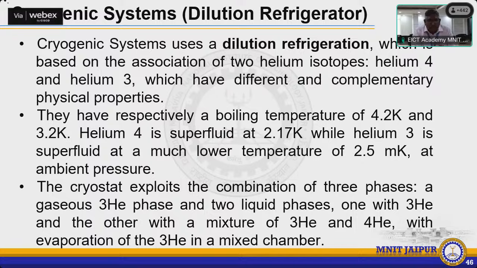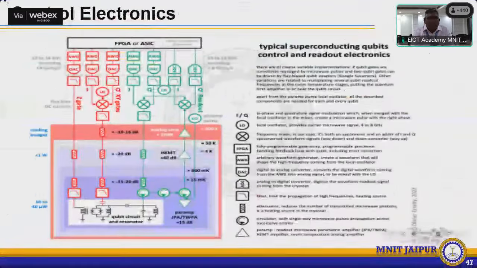Helium-4 is superfluid, right? Helium-3 is superfluid at a much lower temperature. The cryostat exploits the combination of three phases: a gaseous helium-3 phase and two liquid phases, one with helium-3 and the other a mixture of helium-3 and helium-4, with evaporation of helium-3 in a mixing chamber, right? How these helium-3 and helium-4 are used and managed, you can of course look into.